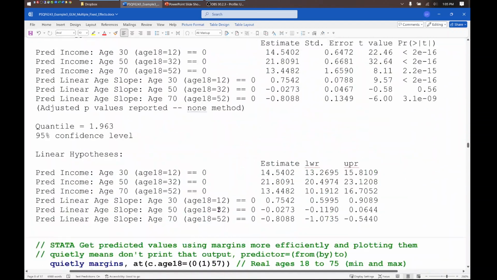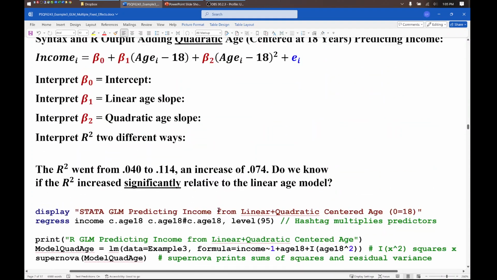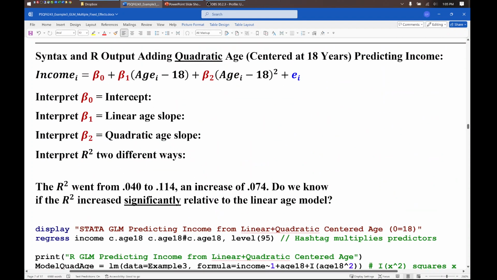So if I go back to that and make sure I can answer my own questions up here, the intercept is the predicted outcome when age is 18. The linear age slope is how income changes per year of age at 18. And the quadratic slope is half the rate of acceleration. Twice the quadratic is how the linear age slope changes per year.